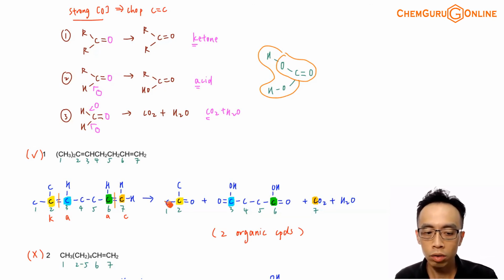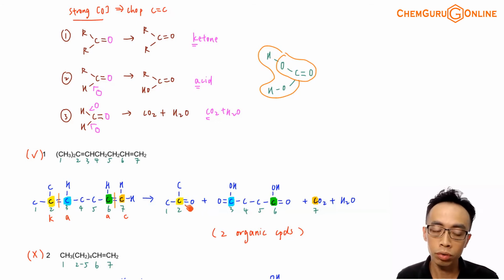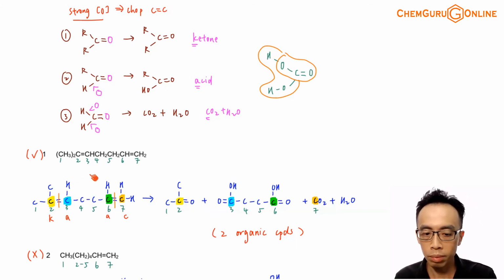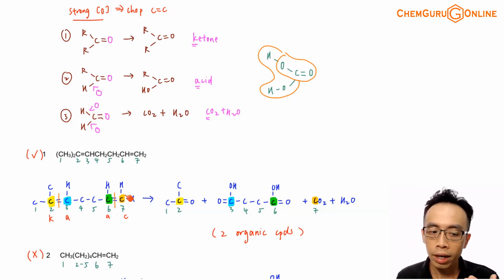Alright, so the first one will be a ketone. Carbon position 2 is a ketone. Then the blue carbon is going to be oxidized to my acid. My carbon number 6, my green carbon, is also oxidized to my acid group. And carbon number 7 will be converted to CO2 plus water.